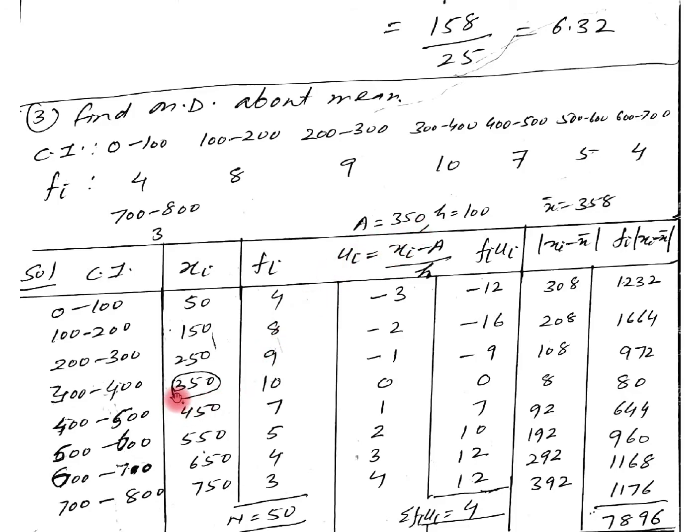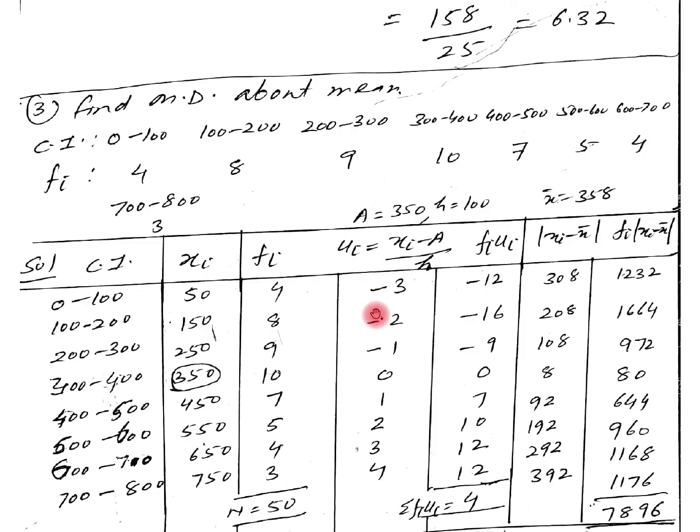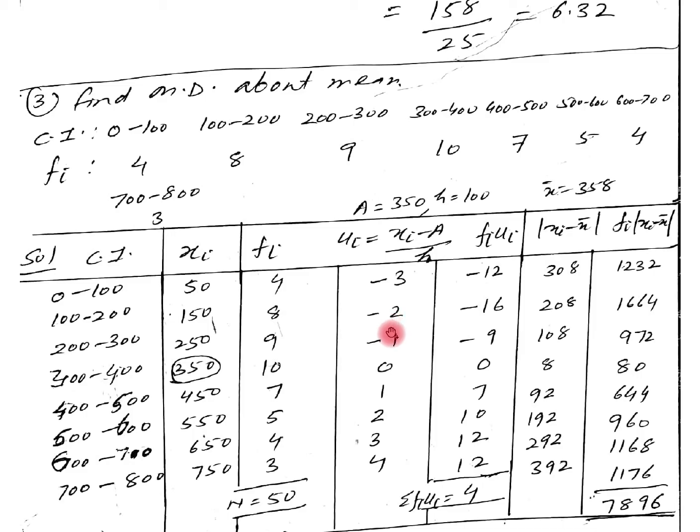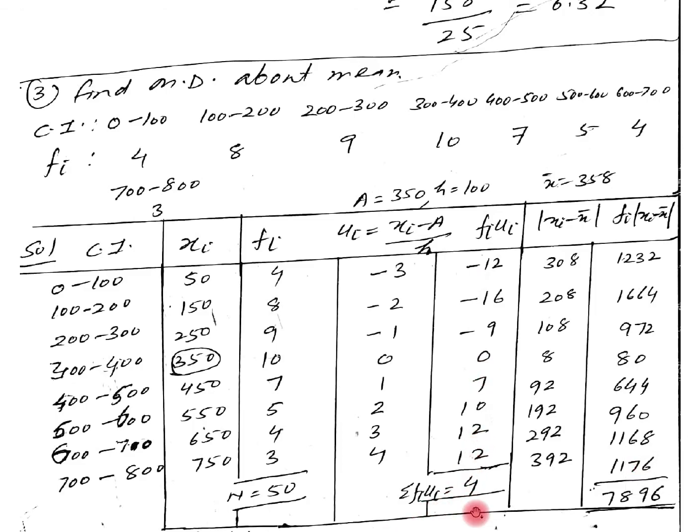I have taken 350. Now ui is xi minus a upon h, where h is the length of interval. So for the first value, it is 50 minus 350 upon 100. So we are getting minus 3, then minus 2, minus 1, 0, 1, 2, 3, 4. You also did this in the 10th class. Now we make the column fi into ui. Multiplying these columns, we are getting the value of sigma fi ui equal to 4.